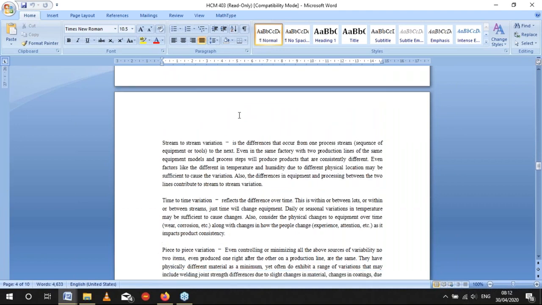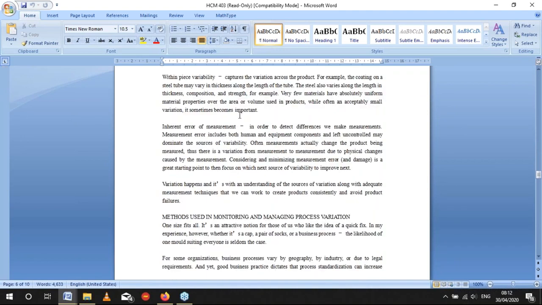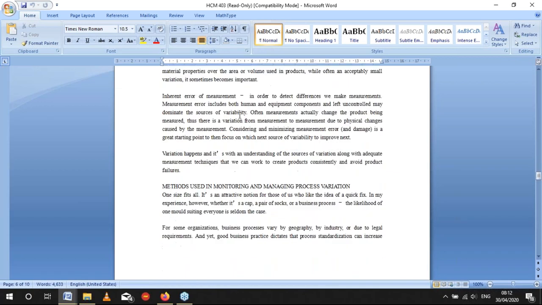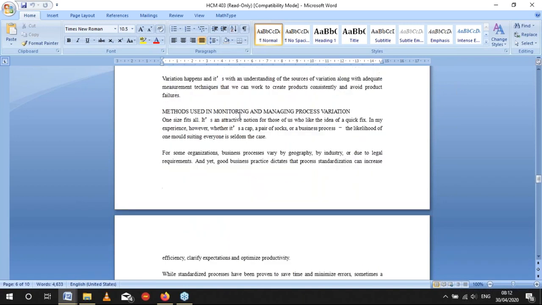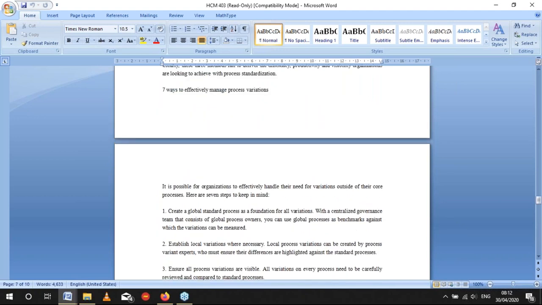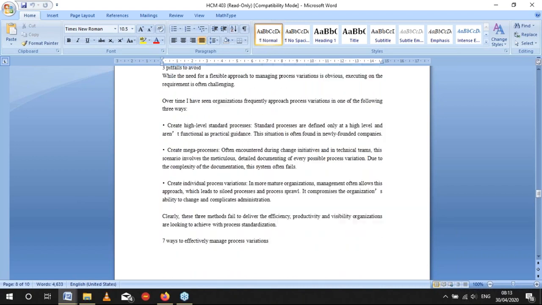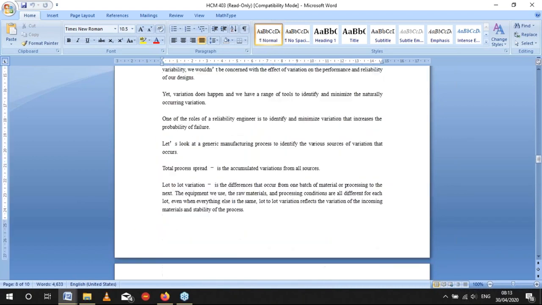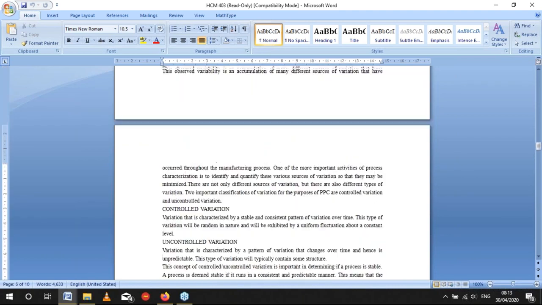Now, there are five phases of processes used by a component of Six Sigma. What are these five phases?